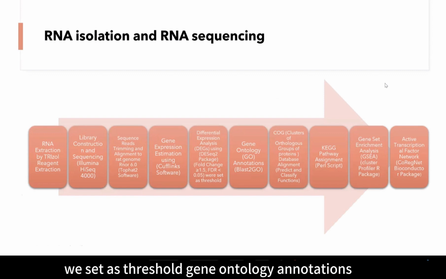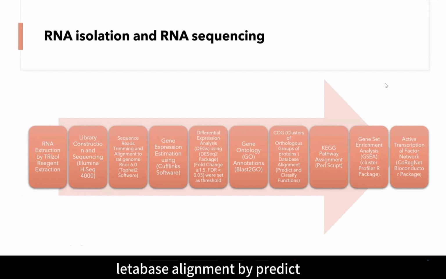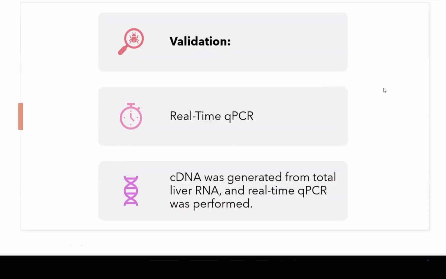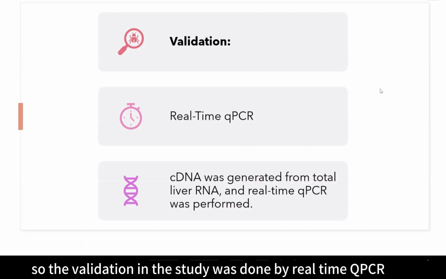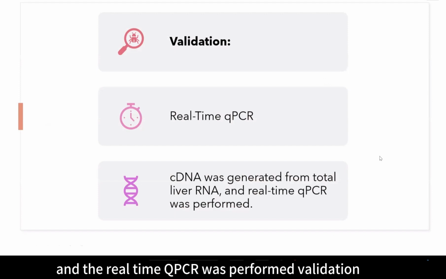Gene ontology annotations by using Blast2GO, COG, clusters of orthologous groups of proteins, database alignment to predict and classify functions, KEGG pathways assignment by using Perl script, gene set enrichment analysis, GSEA, clusterProfiler R package, active transcriptional factor network by using the CoRegNet Bioconductor package. The validation in the study was done by real-time qPCR. cDNA was generated from total liver RNA and the real-time qPCR was performed.